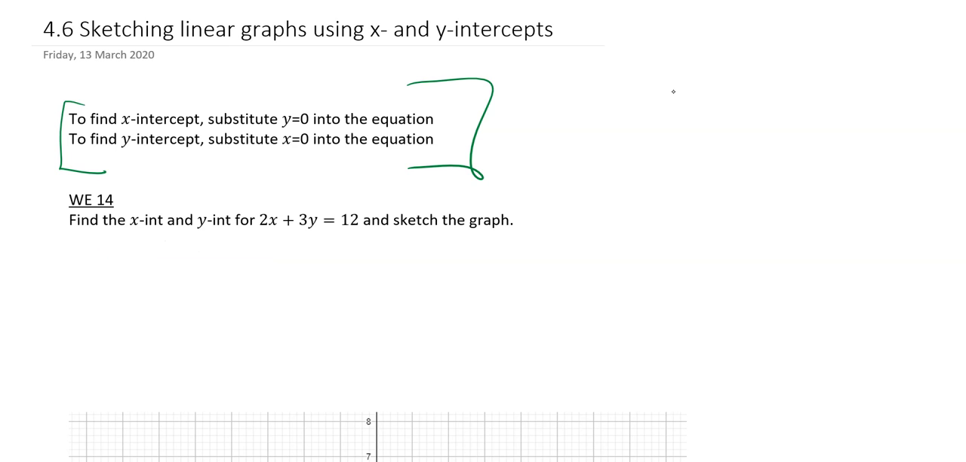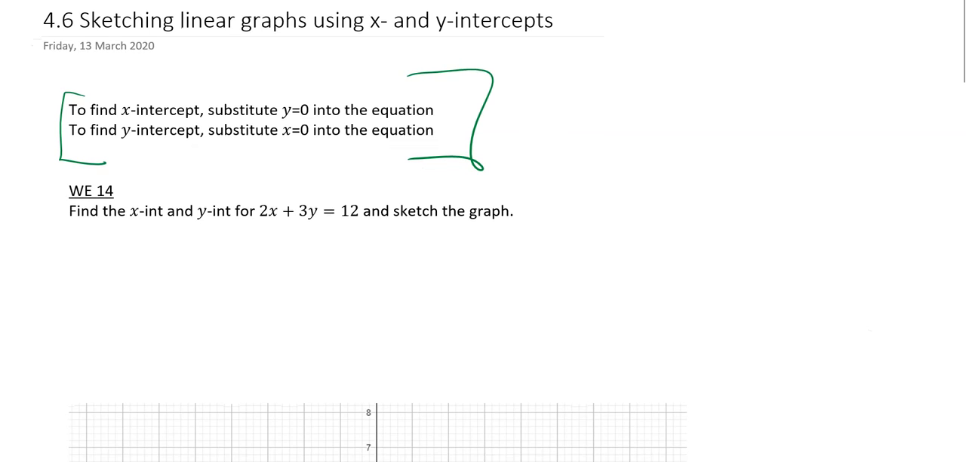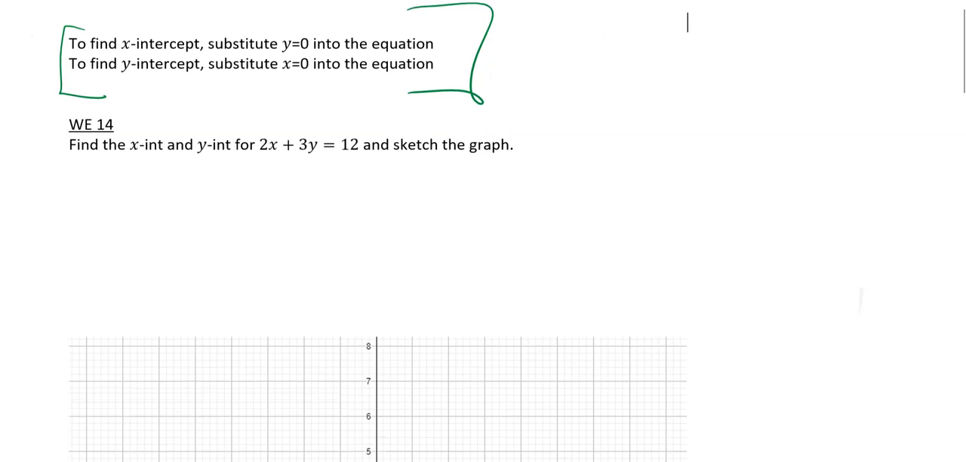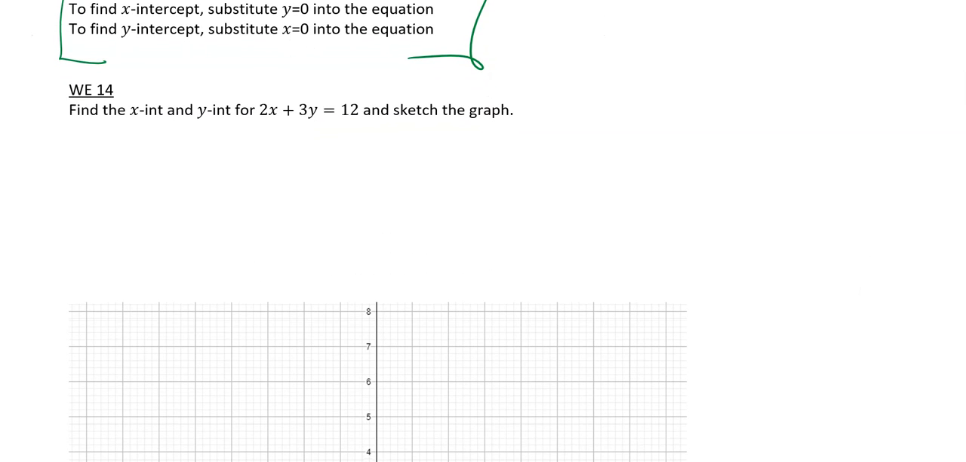So I'm going to write out exactly what I wrote there. So this first worked example, I'll just give you a minute to write down those 2 things. Who's writing down things? Hopefully everyone. The first worked example, we're just going to put essentially those 2 principles into practice. So find the x-intercept and the y-intercept for this equation and sketch it on the graph.